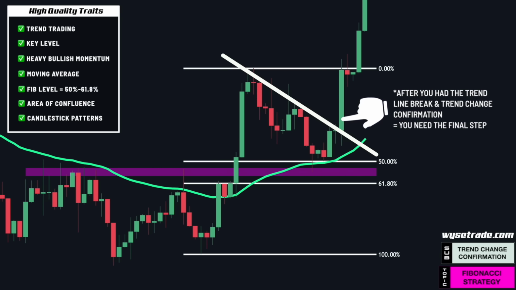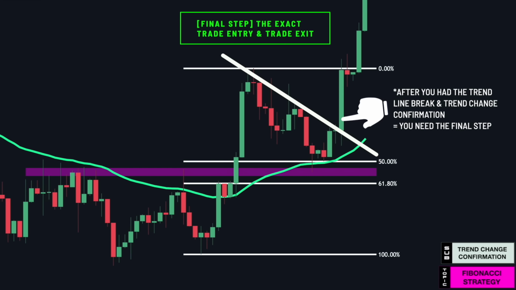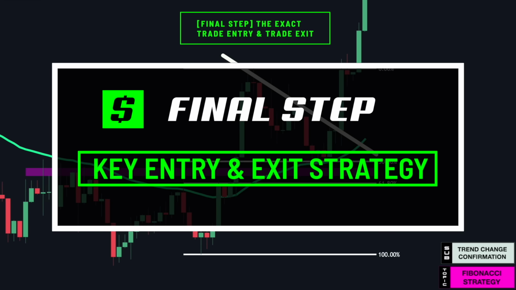So after you had that trend change confirmation breakout, all things are a go. This is when you need the final step of the formula, which is to go to the lower intraday timeframes and use our key entry and exit strategy and entry tool.